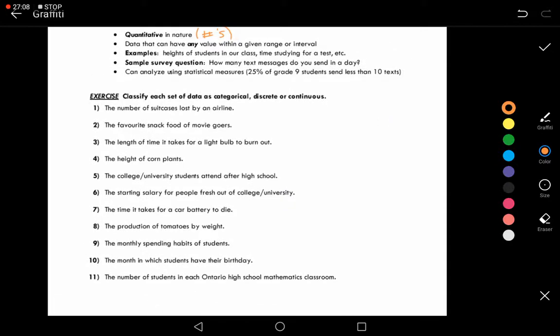Okay, so here's a quick little exercise for us to do. Classify each set of data as categorical, discrete, or continuous. The number of suitcases lost by an airline. As soon as I see number, I know that I can count out categorical, because categorical is based on a description. So next I'm going between discrete and continuous. Continuous, remember, is when you're given a range or an interval. For our example earlier, our range was a day. There's no range here, so it has to be discrete.